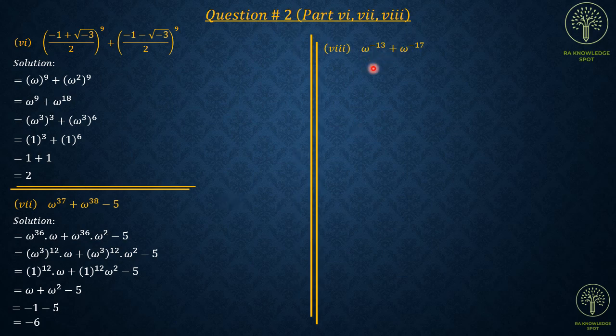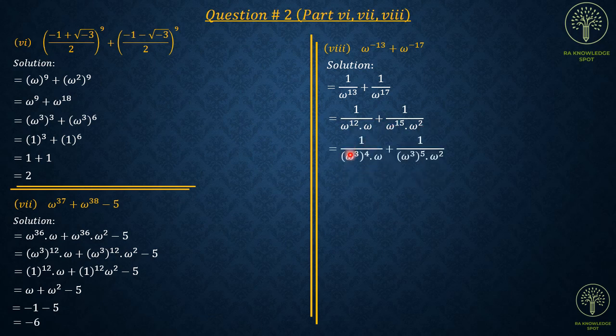Moving towards the last part of the question, that is omega minus 13 plus omega minus 17. Now as the powers are negative, you know better that you have to make it positive, and how you have to, just taking them in the denominator, you will have 1 by omega 13 and 1 by omega 17. Just again breaking 13, 12 plus 1 is 13 and 15 plus 2 is 17. Why? Because we want 3, then we will write 3 4s are 12 and 3 5s are 15. Omega cube will give you 1 power 4, and here 1 power 5. Now this will be omega, this will be omega square.